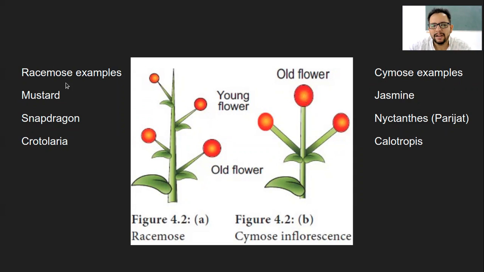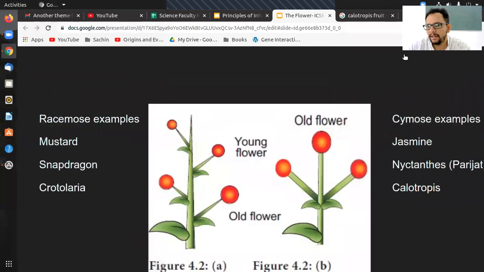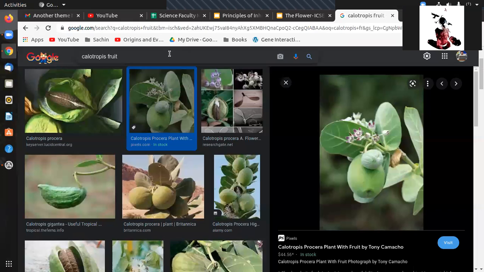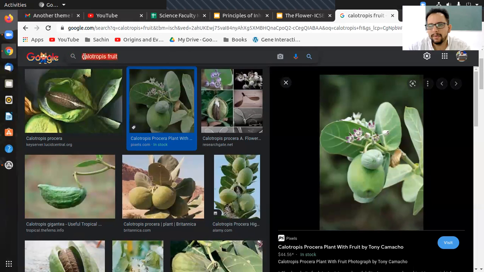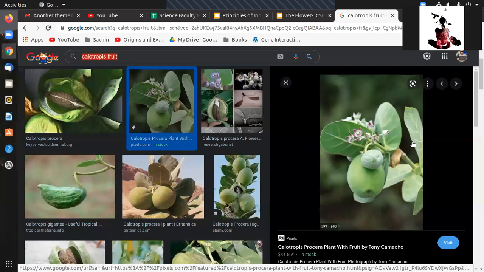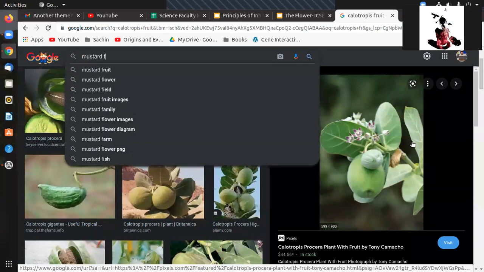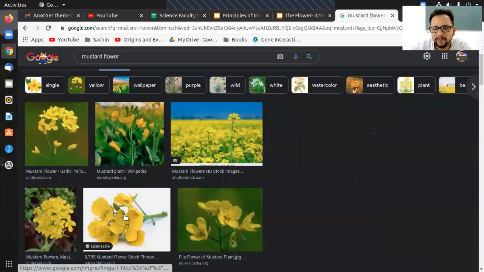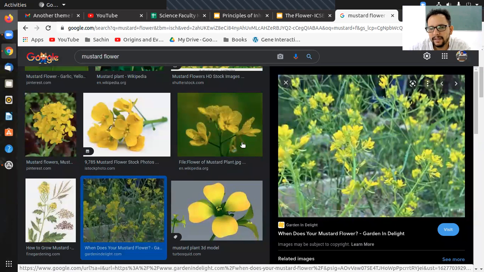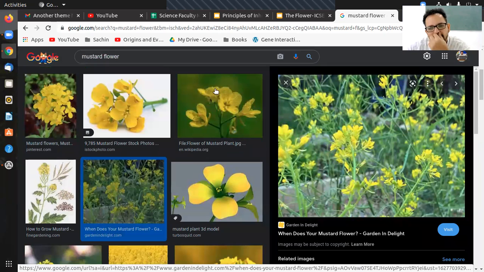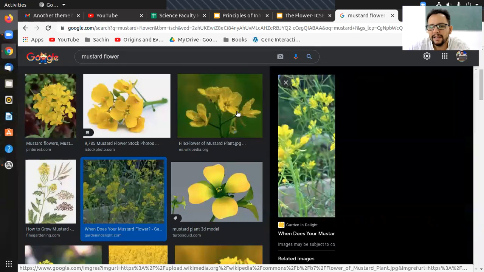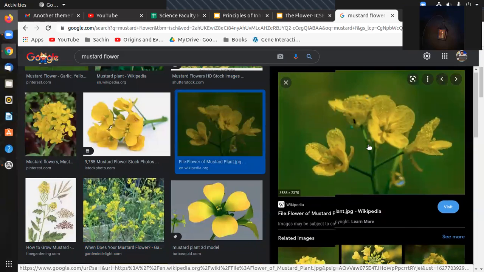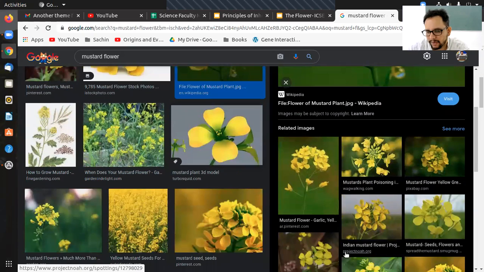And again, the examples you can easily remember. I don't know if you have ever seen mustard flower, but mustard also looks like that snapdragon. It's again a yellow flower. Mustards also have these type of pods, right? Mustards also have pods, correct. What was I going to search? Mustard flower. Yeah, you can see this. They are usually like this. That means the younger ones keep coming on the top, and the older ones are at the base. Like in this case, this is a raceme, right? Yeah. So it is racemose.